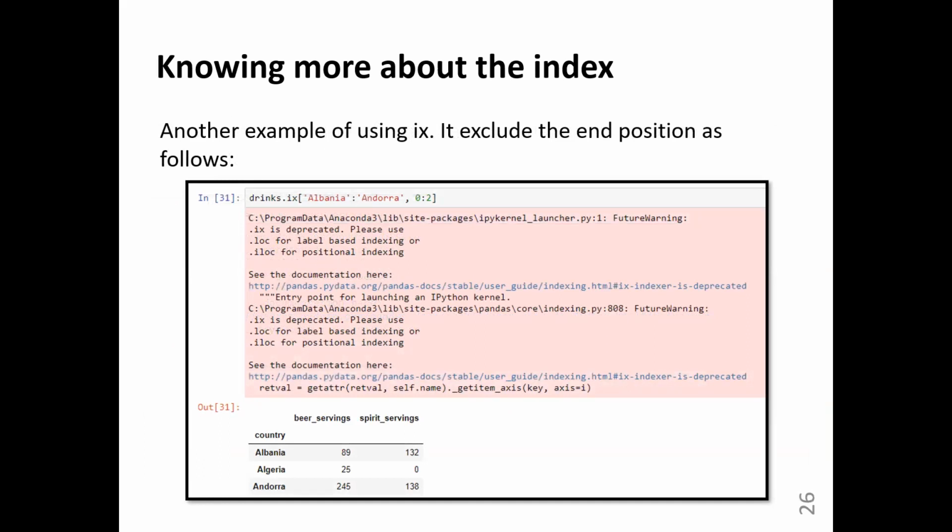Look, if I say Albania all the way to Andorra, it is going to be inclusive: Albania, Algeria, and Andorra. And if you say 0 all the way to 2, what? It's going to contain 0 and 1, but not 2. So in rows, it is inclusive. In columns, it is exclusive. Come on, forget it. It's confusing enough. And if you see that it is not easy to learn, you're not alone.